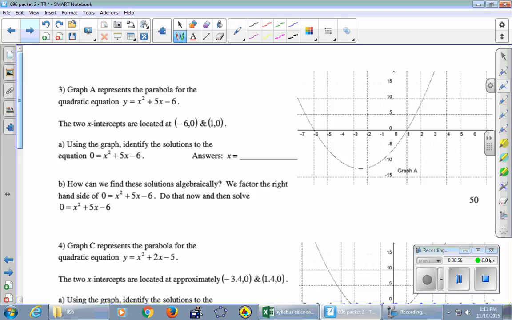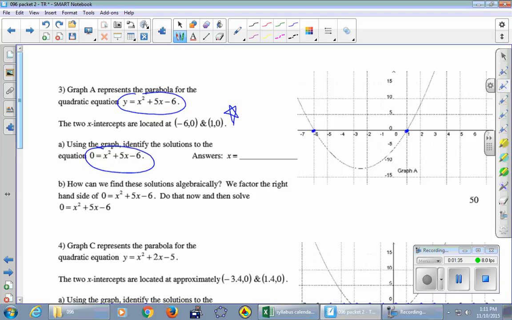So looking at this picture, if I wanted to just put a dot on the x-intercepts, can you do that? Put a dot on each of the two x-intercepts for this graph. And do you buy what's written out here? The two x-intercepts look like they're at -6, 0 and 1, 0. Yeah? Okay, and here's an easy question if we know how to answer it. It says, using the graph, identify the solutions to the equation 0 equals x squared plus 5x minus 6. Now that equation looks an awful lot like that equation. What's the only difference? y has become 0, yes?